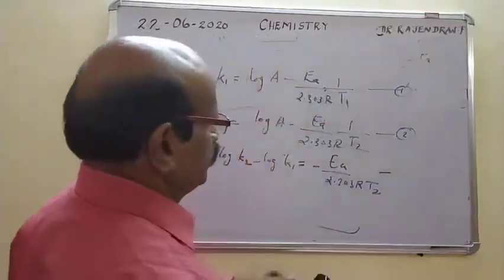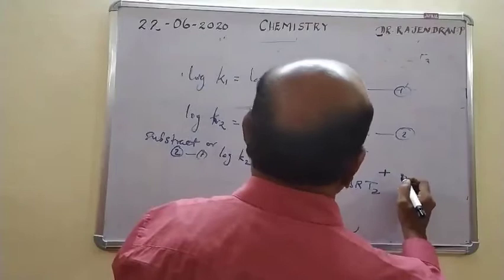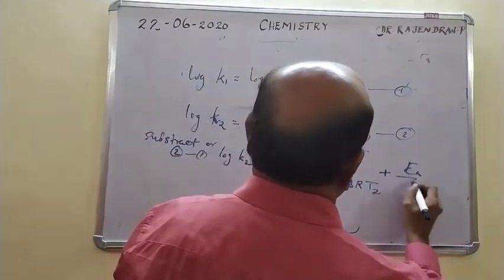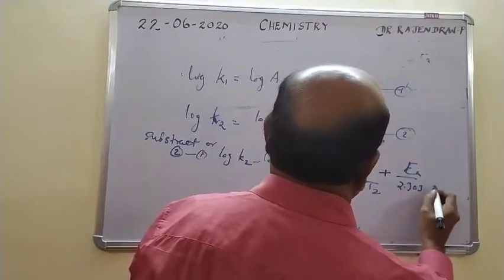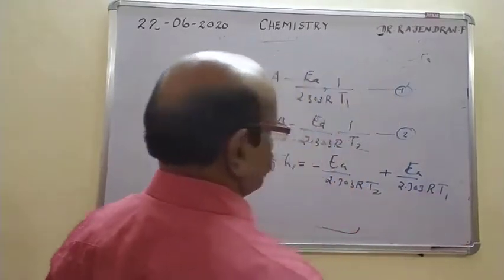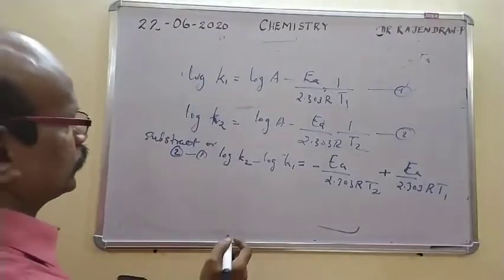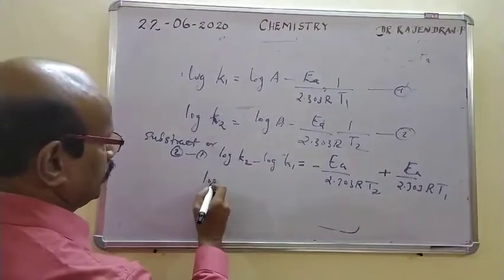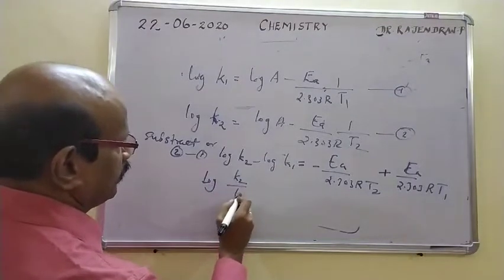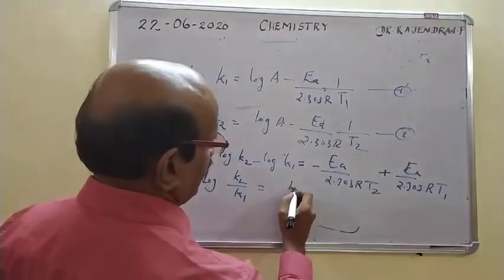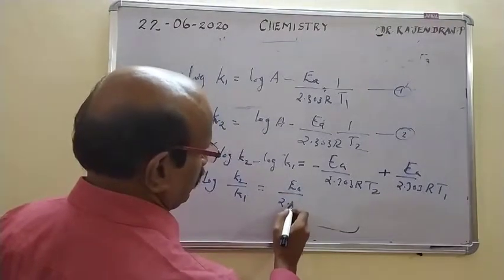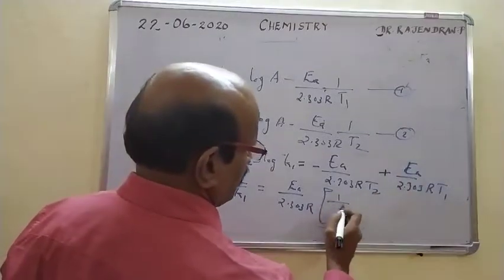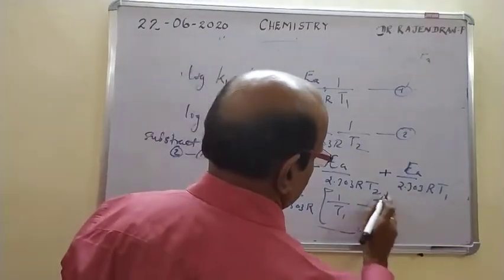So minus EA by 2.303 RT, minus plus into plus, EA by 2.303 RT1. So now what will you do? Take the common factor: log k2 by k1 is equal to EA by 2.303 R. You take it outside into 1 by T1 minus 1 by T2.